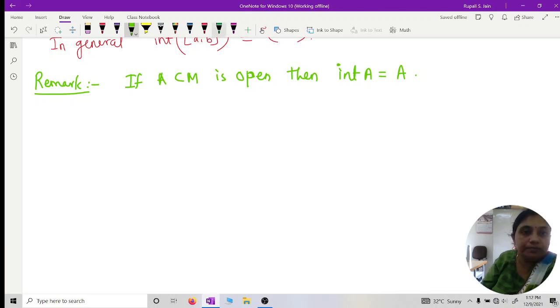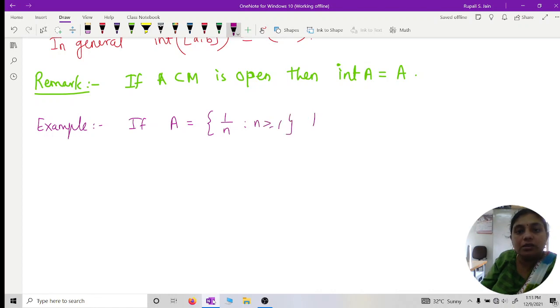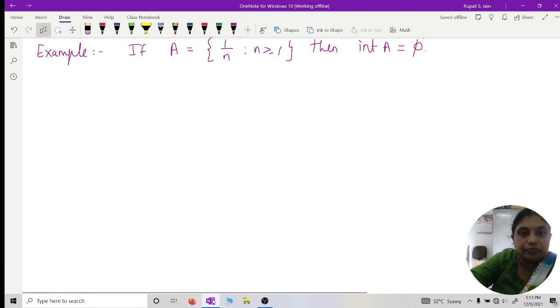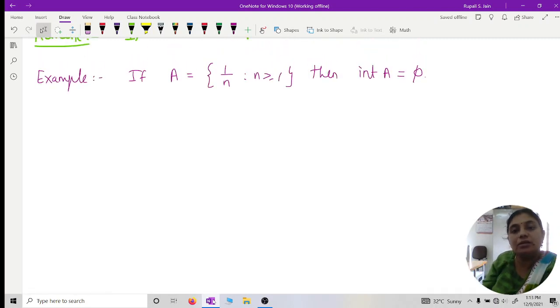Next example: if A is equal to {1/n such that n is greater than or equal to 1}, then what is the interior? The interior of A is equal to the empty set. Why? If A is equal to this set, then we want to prove the interior of A is the empty set, which means there is no interior point.